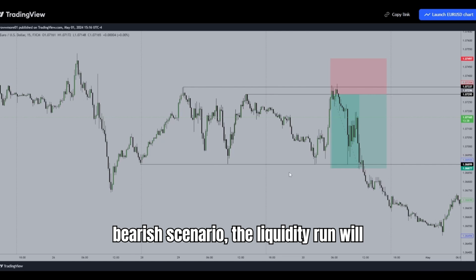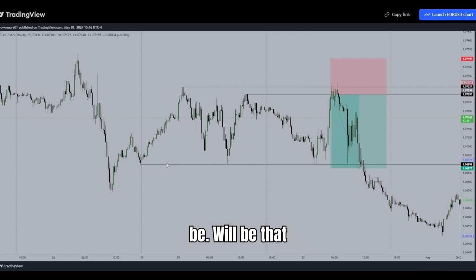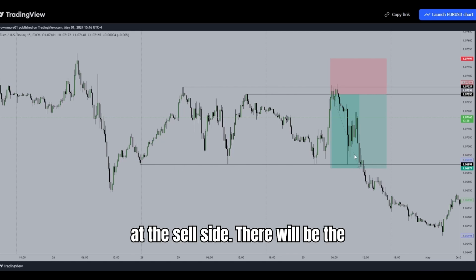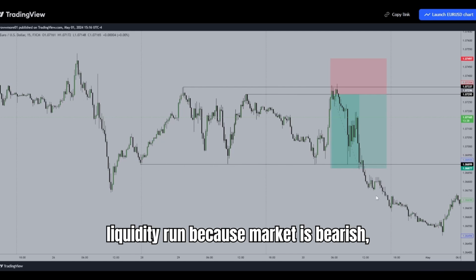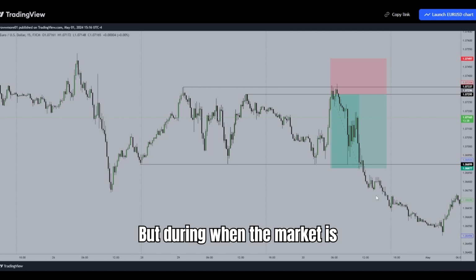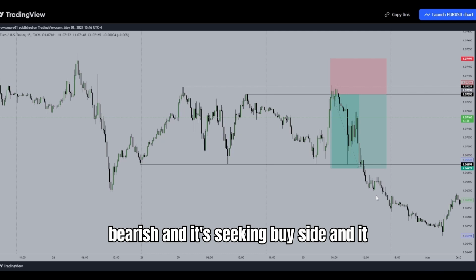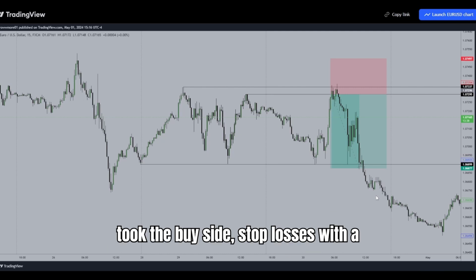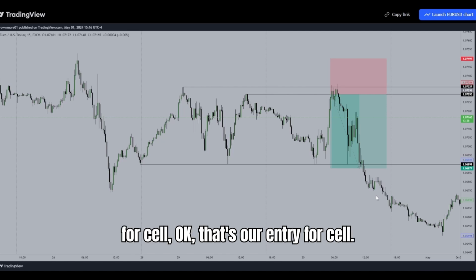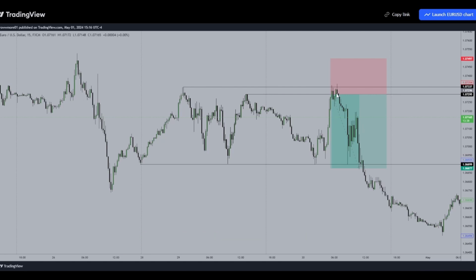Because we know where the liquidity run will be in a bearish scenario. The liquidity run will be at the support, or at the sell side. There will be the liquidity run because the market is bearish, so it's seeking the sell side. But when the market is bearish and it seeks the buy side and takes the buy side stop losses with a liquidity grab, that's the right entry for sell, okay?